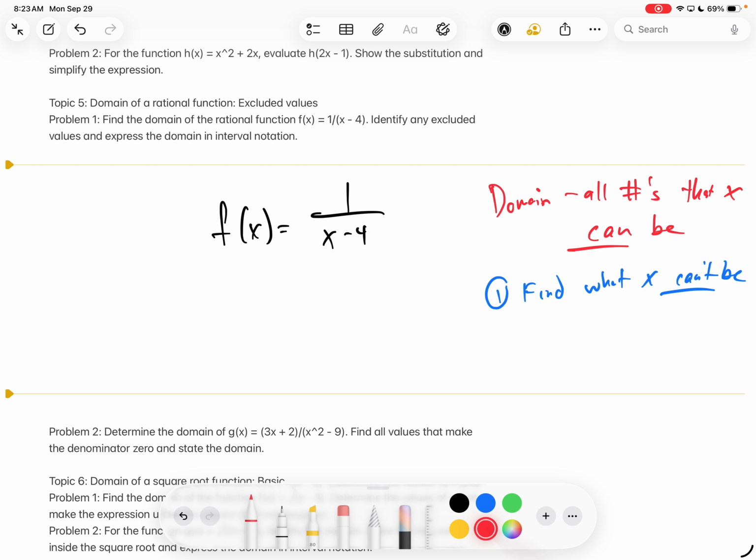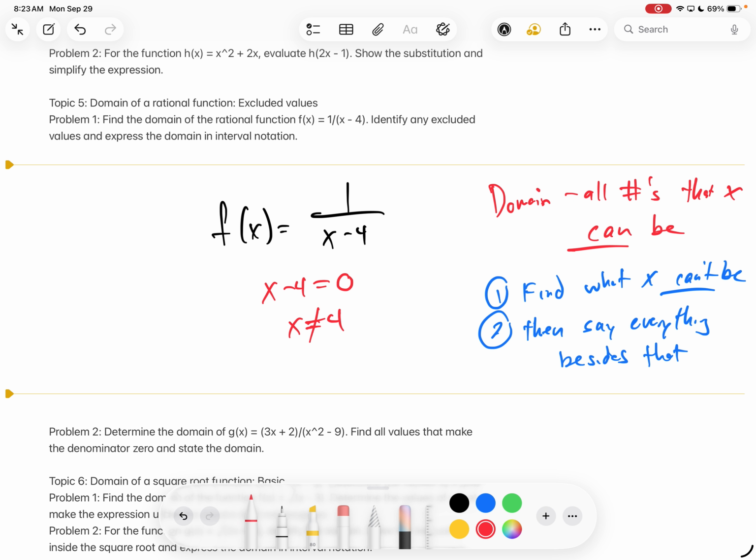And then say everything besides that. All right, so in a fraction, you can't divide by 0. So when you have a rational function, what you're trying to do is figure out what number makes the denominator go to 0. So x minus 4 equals 0. If I solve this, I add 4 to both sides. So this is the one number that x can't be. If I plug in a 4, I'd get a 0 in the denominator, and I cannot divide by 0. So what you want to do on these is set the denominator equal to 0.